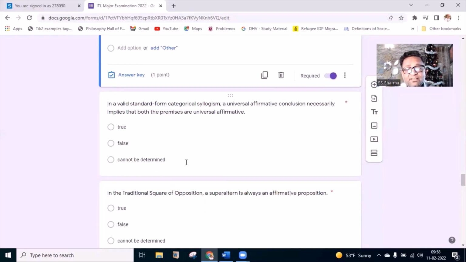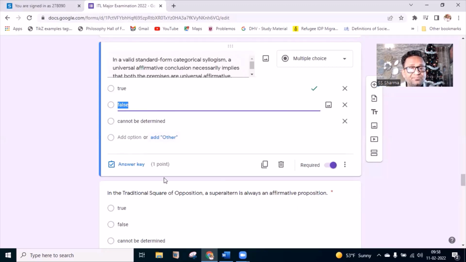Next question. In a valid standard form categorical syllogism, a universal affirmative conclusion necessarily implies that both the premises are universal affirmative. It is true, because a universal affirmative conclusion can come from universal affirmative premises only. And if you see, there is only one case, that is AAA, which is valid in the first figure, and that is the only place where you will find that a universal affirmative conclusion comes out, right? So it was a true thing.